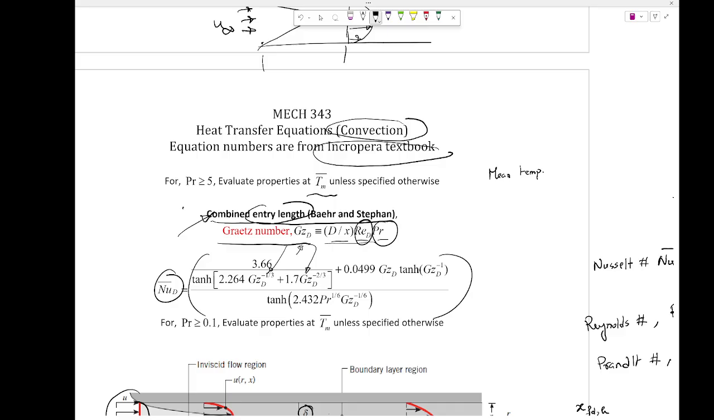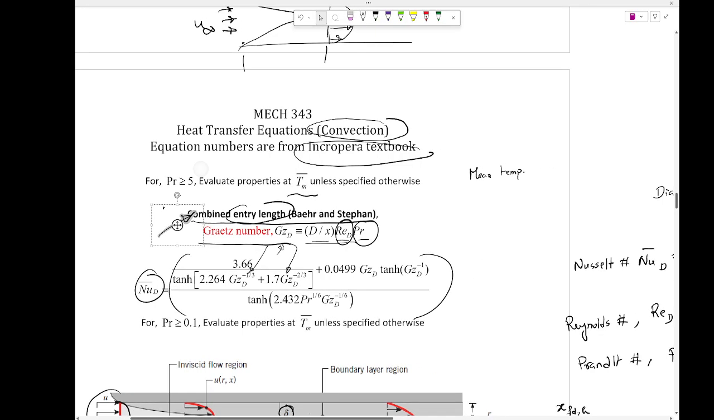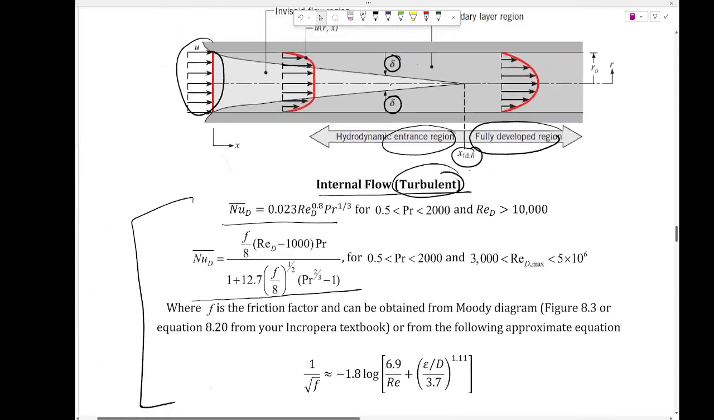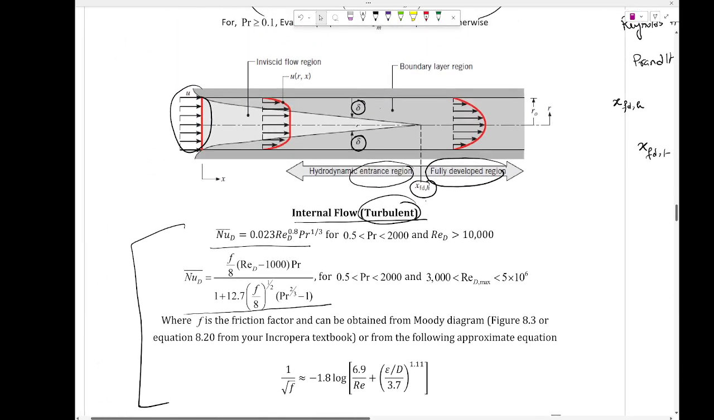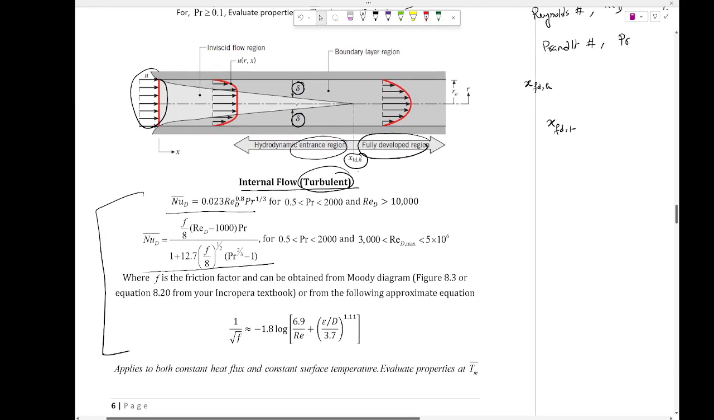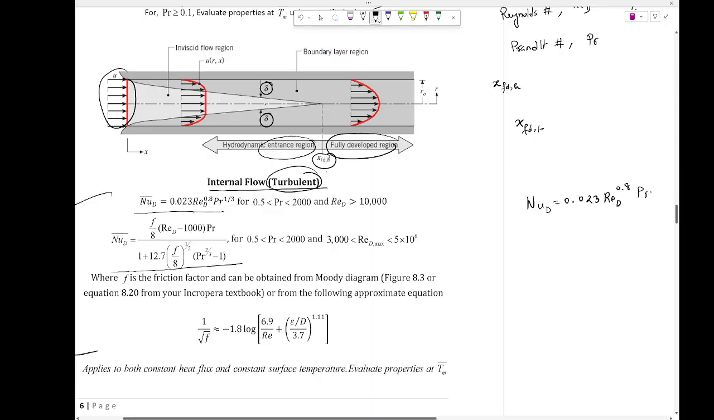Turbulent, right? The turbulent equations are missing yet. Turbulent, which one? Turbulent fully developed. Those are missing. So the turbulent fully developed equations are here. These are the turbulent fully developed equations. Everybody see that? So you may want to write this equation with me. Nusselt number equals 0.023, Reynolds number D, and very soon I'm going to bring you to the fluid class.